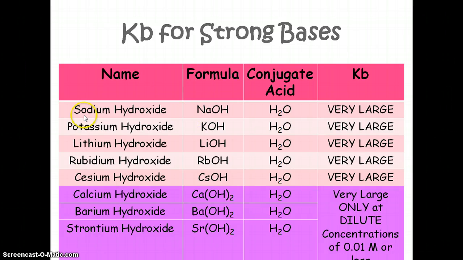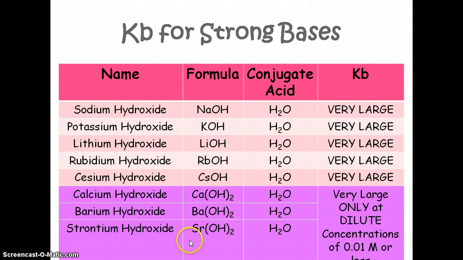The first column is going to be sodium, potassium, lithium, rubidium, and cesium hydroxide. So here are all their formulas. All of these strong bases we'll talk about will have the conjugate acid H2O, and the Kb is very, very large. So these dissociate 100%.